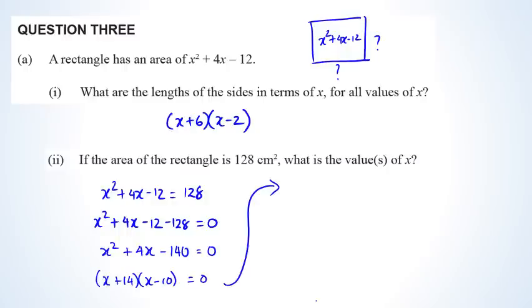So putting both sides equal to 0, the first bracket I'm going to get is negative 14, and the second bracket I'm going to get is positive 10. So x has to be 10 and can't be negative 14, is what you need to be writing for this question. Okay, next question.